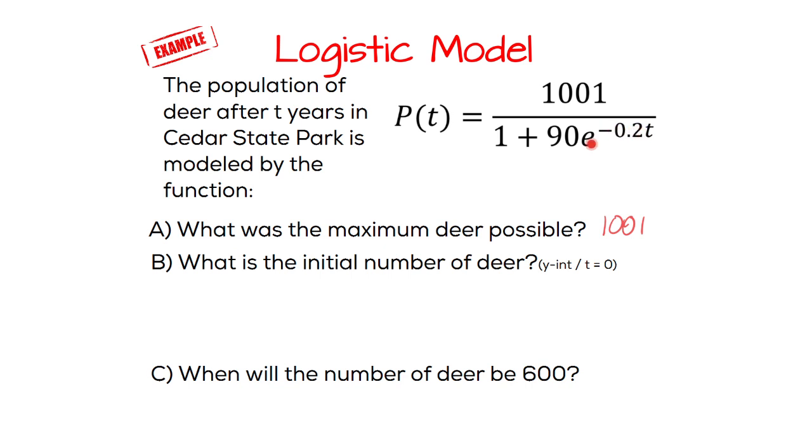And what is e to the 0? 1. And what is 1 times 90? Plus 1. Look at how easy it is to do all of that just in your head versus typing that mess in your calculator. So what you really end up with is 1001 divided by 91. And now I would go to my calculator to divide that out, and it looks like I'm going to have 11 deer initially.